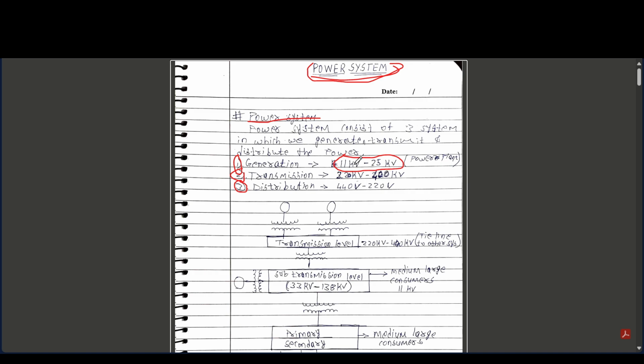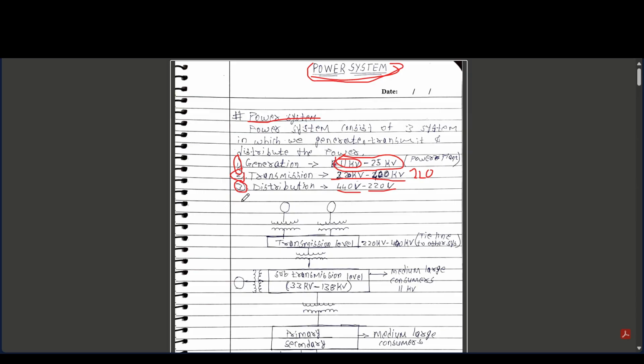Basically 11 kV is generated in a power plant and then it is stepped up and then transmitted through a transmission line which has a capacity of around 220 kV to 400 kV. And then next is distribution, in which the power which is transmitted we again step it down and then we distribute it at 440 to 220 volts. Okay, so this is typically what power system consists of.